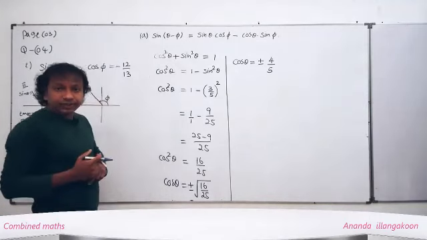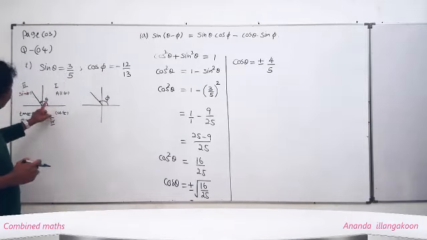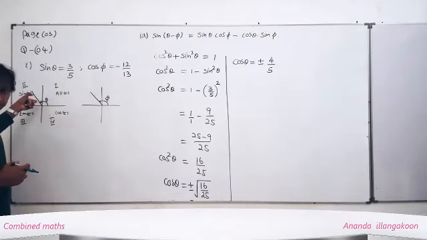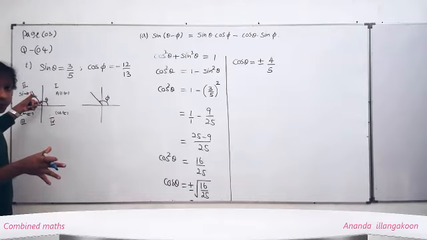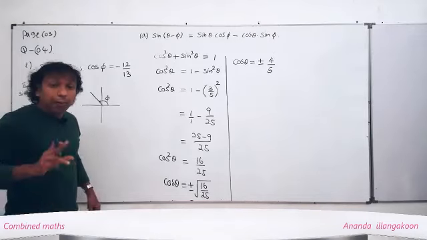People, you can very clearly understand that theta is here in the second quadrant. In the second quadrant only sine is positive, no? Cos and tan are both negative. So therefore, people, we have to select the minus sign.